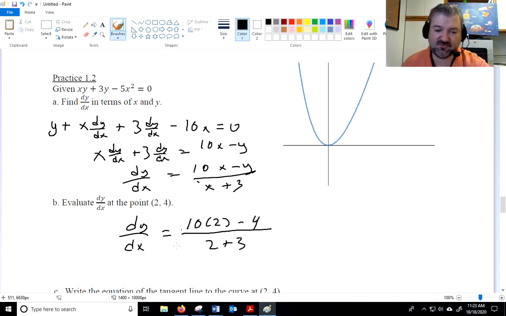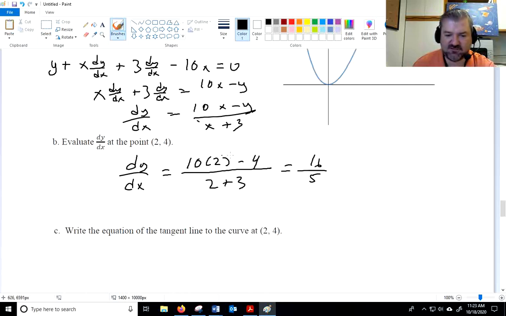Now, if this was a free response question, which it often is, I would just stop right there. But just for fun, let's go ahead and evaluate. That's 20 minus 4 is 16 over 5. So 16 over 5 is the slope of the tangent line at the point (2, 4), which would be somewhere over here.